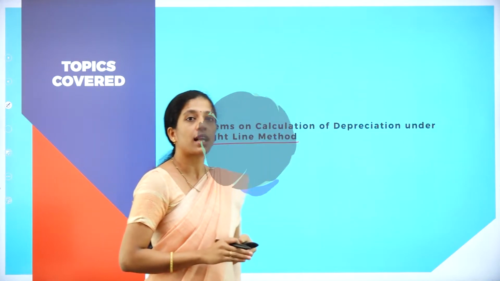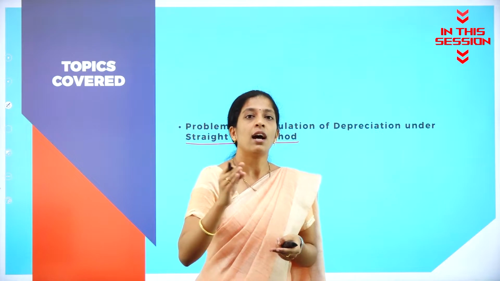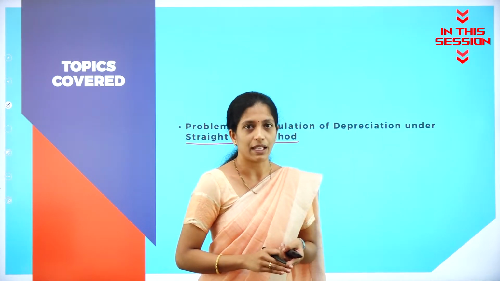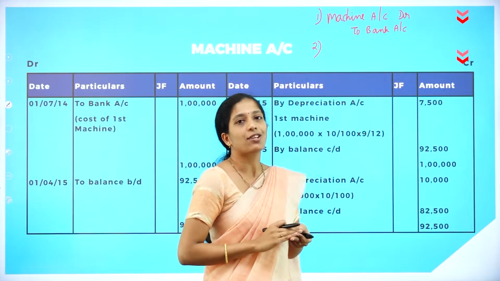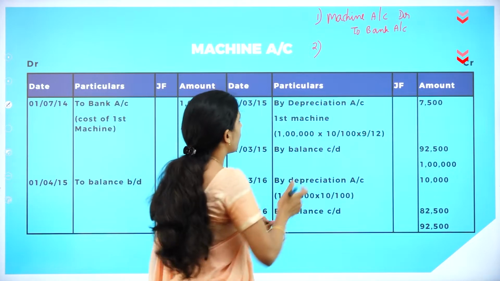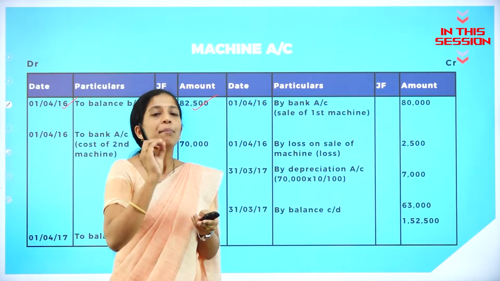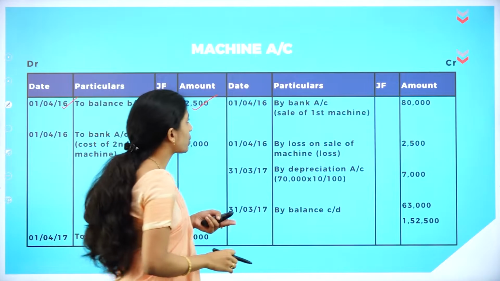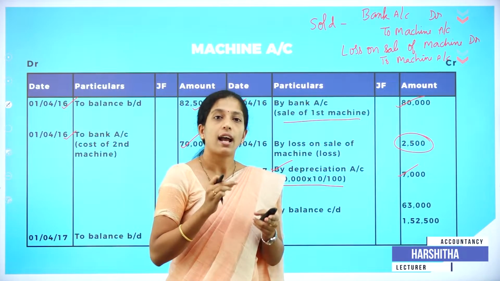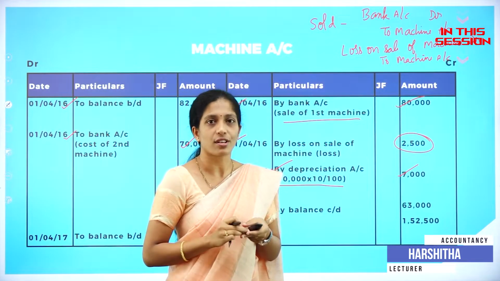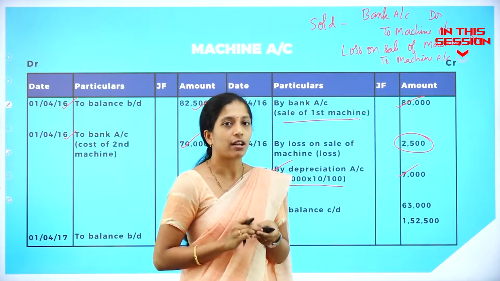There are two important methods to calculate the depreciation. One is straight line method, other one is written down value method. Now what is the journal entry to calculate the depreciation? Depreciation account debit to asset account. What is the entry for selling of machine? So your entry will be bank account debit to machine account. So first we have to record entry for selling of machine and record entry for profit or loss on sale of machine. Then if any new machine is purchased, so we have to record the entry.